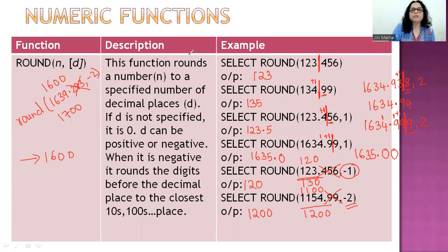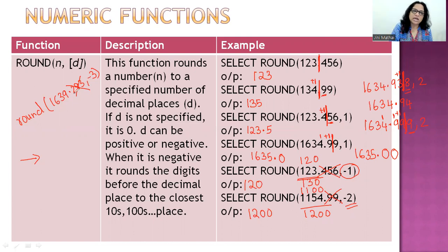Okay, let me give you one more example. Instead of -2, suppose it was -3. -1 was the closest tens place, -2 was the closest hundreds place, -3 means the closest thousands place.